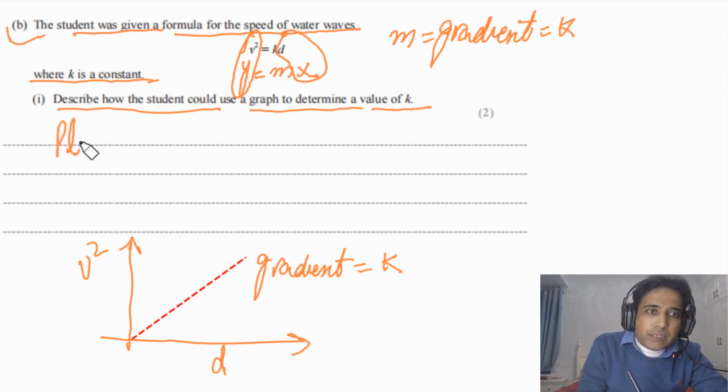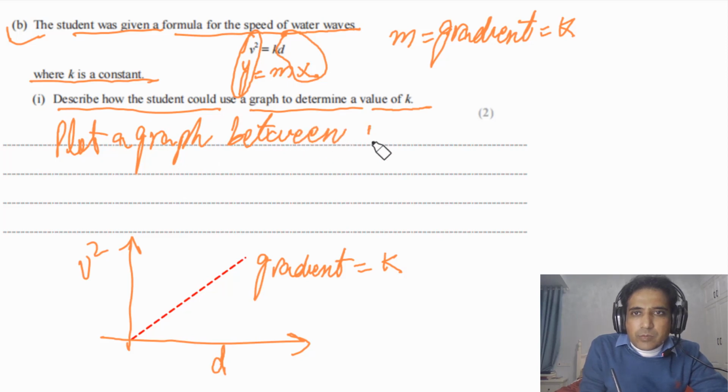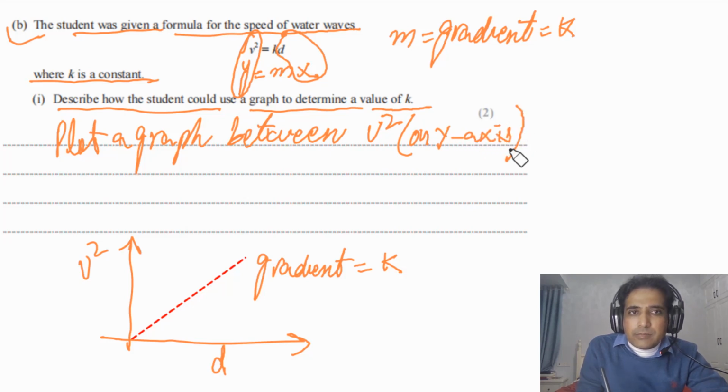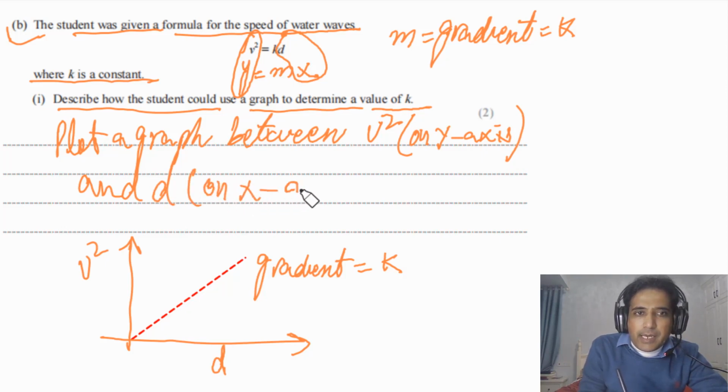So we can simply say: plot a graph between v squared, which should be on the y-axis, and d on the x-axis.